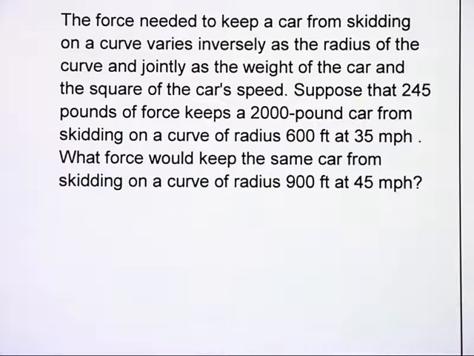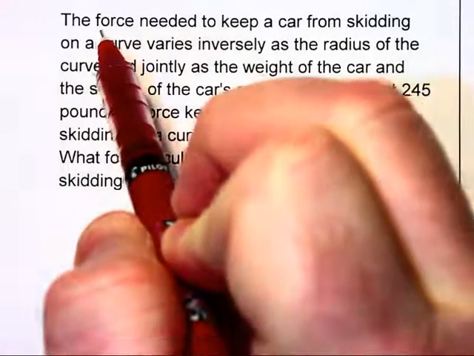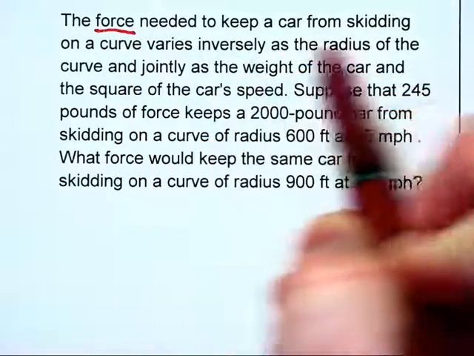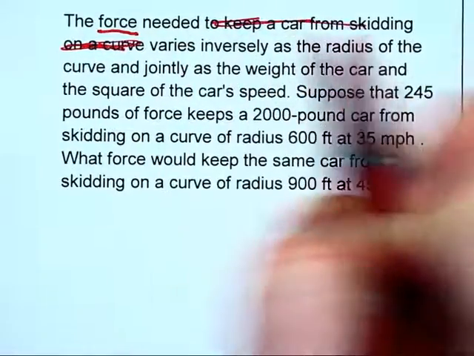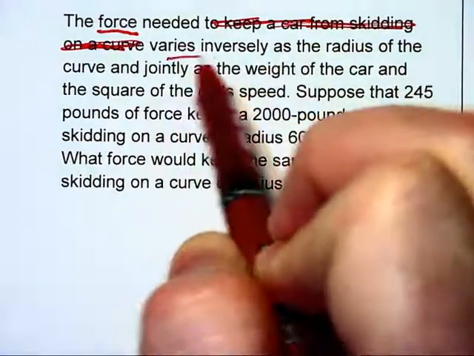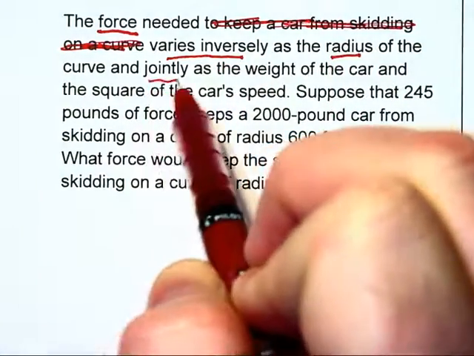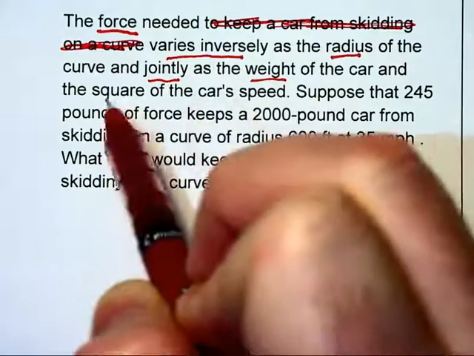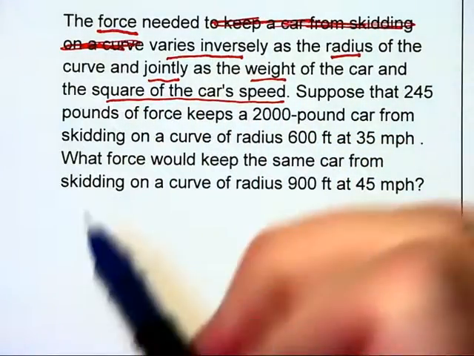Let's take our time with this next problem also. The force needed, force, to keep a car from skidding on a curve. Well, we don't really need any of that stuff. Okay, just force varies inversely as the radius of the curve and jointly as the weight of the car and the square of the car's speed. That's a lot, so let's go for this.